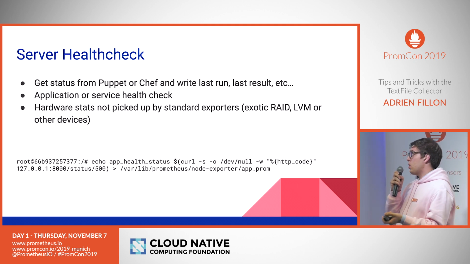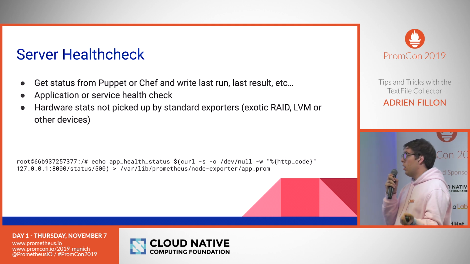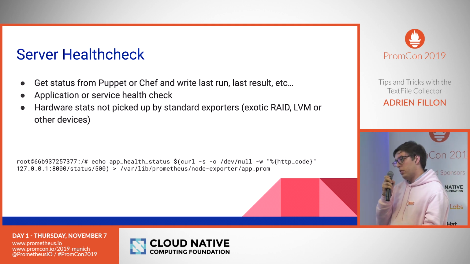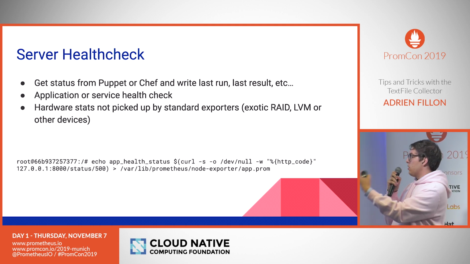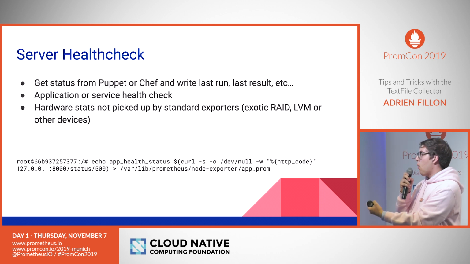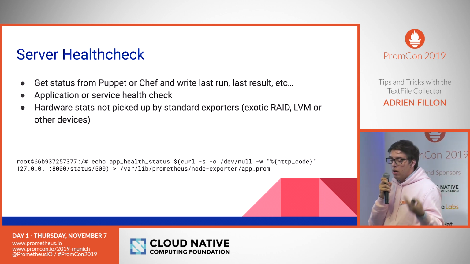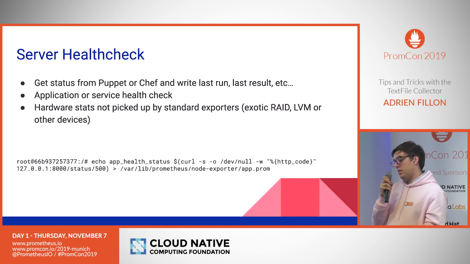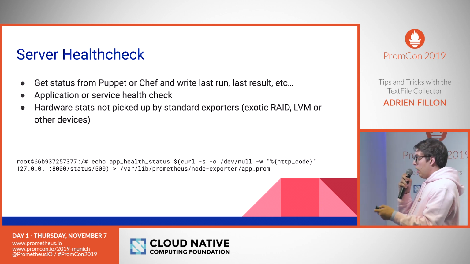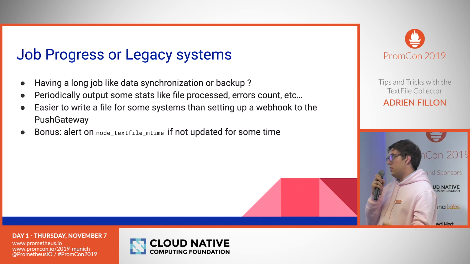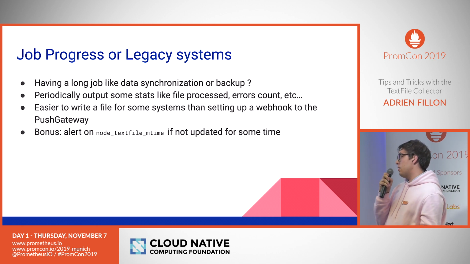So you could do a server health check really quickly. You have Ghost, which is really useful for that, but you can also look into your application health check if it's legacy or something. With a simple curl, you could output the HTTP code. It's not really perfect, but it works and it gets picked up quickly. You can also have metrics for exotic RAID systems, LVM, other devices, maybe Modbus, as we've seen. And you can also track job progress, like a long rsync: what's the last time there was a synchronization, how many files, what's the size.